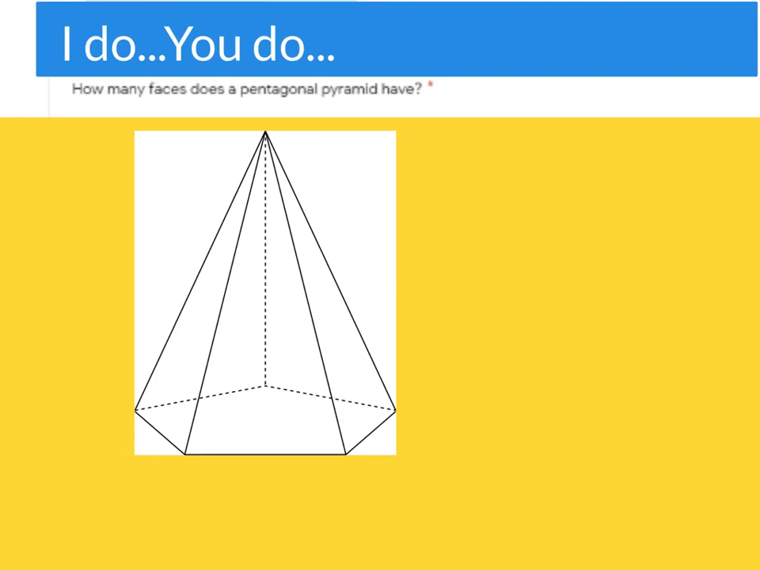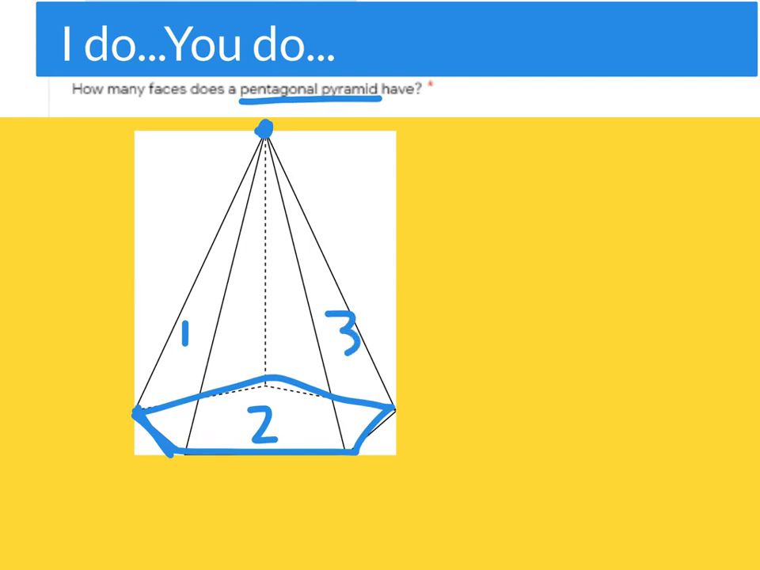Alright, remember the faces are the flat polygonal shapes or sides of a polyhedron. So I have a pentagonal pyramid here. That means the bottom is this pentagon, 5-sided shape. And then pyramid means all the other sides are going to be triangles that are headed up towards this apex. And for each side of the base, I'm going to end up with a triangle. So I'll have 1, 2, 3, 4, 5 triangles and 1 pentagon. And all of a sudden I have 6 faces.